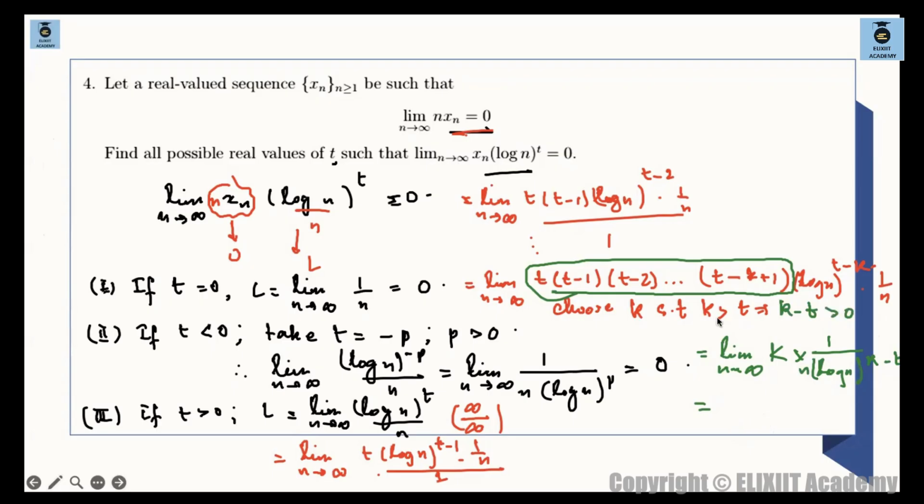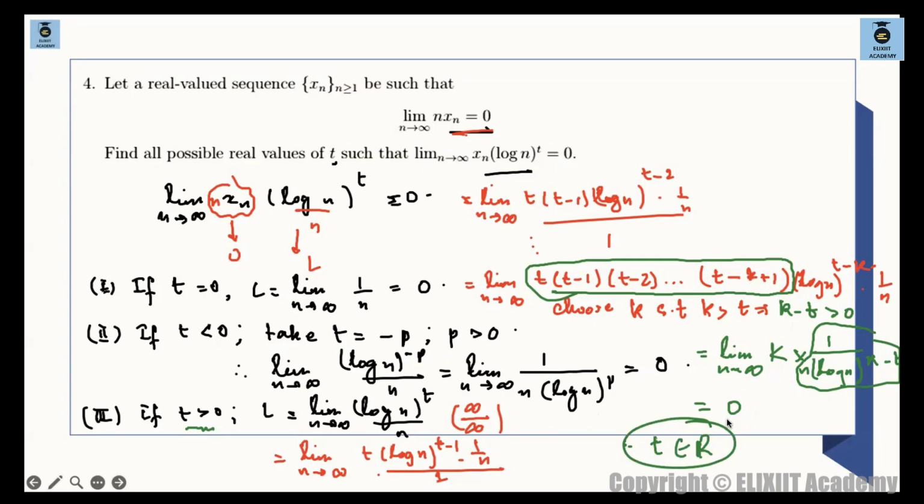Okay, k minus t is positive. So this quantity will tend to 0 only, and so this limit will also be equal to 0. In this case also, if t is positive, this limit will become 0 only. So this limit is equal to 0 for all values of t. Therefore the answer is t belongs to all real numbers. This limit is equal to 0 for all real values of t.